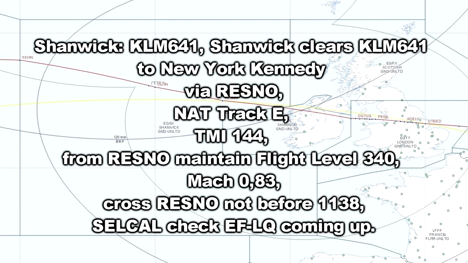KLM 641, Shanwick clears KLM 641 to New York Kennedy via RESNO, NAT Track Echo, TMI 144. From RESNO, maintain flight level 340, Mach decimal 83. Cross RESNO not before 1138. SELCAL check Echo Foxtrot Lima Quebec coming up.